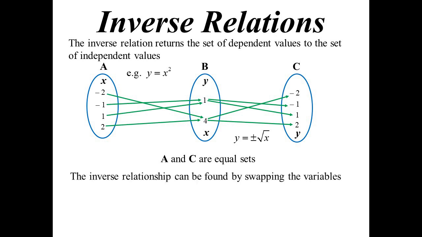How do you work it out? You simply swap the variables around. So it was Y equals X squared. I wanted to work out what the inverse relationship is, so I just swap the X and Y's around. I make it X equals Y squared, then make Y the subject, and there's the inverse relation. So Y is plus or minus the square root of X.